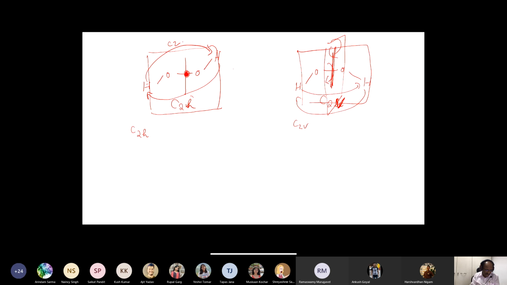Normally, more often than not, the C2H and D2H point groups will have an inversion center. So you have an inversion center here. The character tables for C2H and C2V are different.